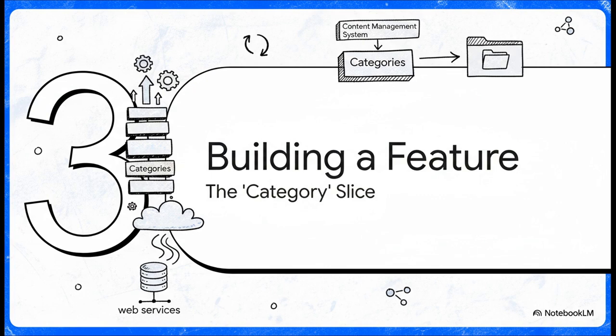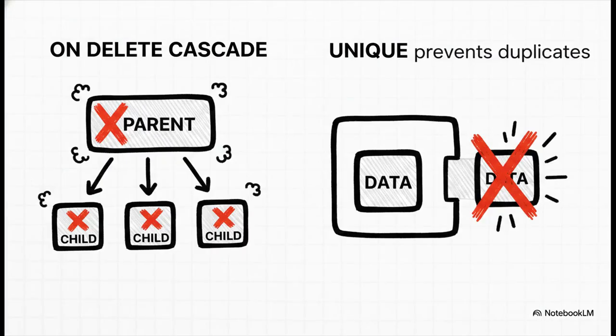Okay, to make this feel real, let's walk through building one vertical slice from start to finish. We're going to follow these 6 layers to add categories into the system. Now look at this. What's so interesting here is that you can see the design intent baked right into the database schema. That on-delete cascade, that's just smart. It means if a website gets deleted, all of its categories get cleaned up automatically. No orphans. And that unique constraint on the link, that stops duplicate content dead in its tracks. It's simple, but so important for keeping your data clean.